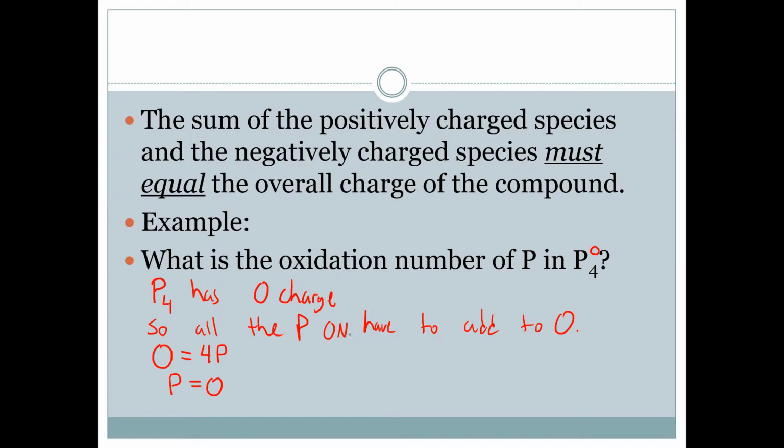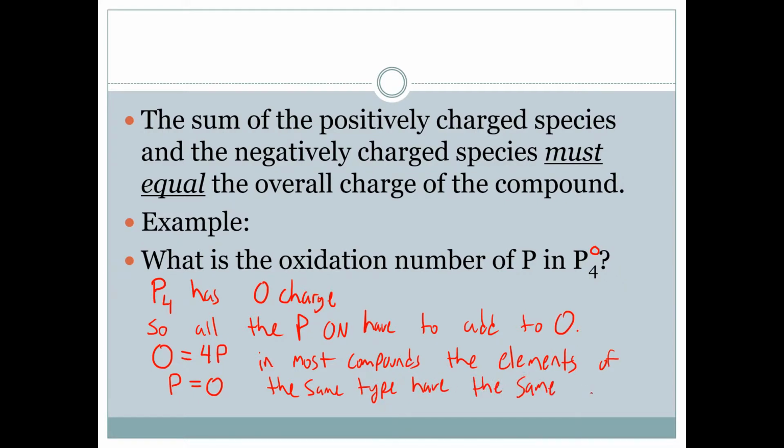Now part of this is because in most compounds, the elements of the same type have the same oxidation number. This isn't always true though. There are some compounds, especially ones involving carbon, where this statement doesn't hold true, and you'll get cases where each individual carbon will actually have a different oxidation number.